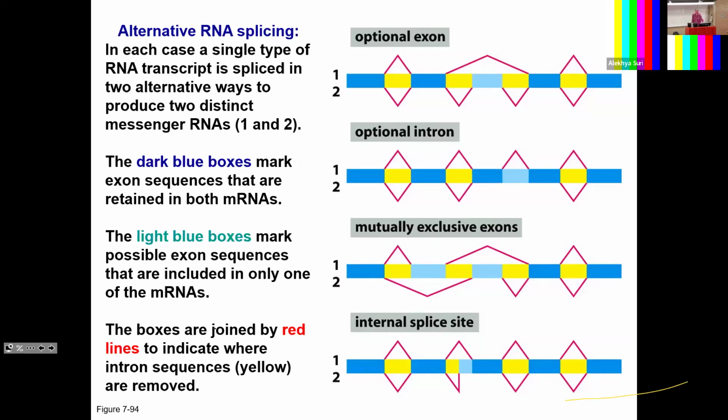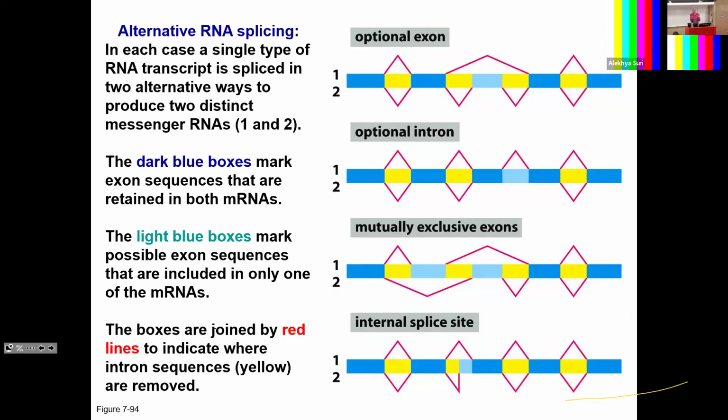There could be, for example, an intron that may remain in the sequence. Again, this has to be precise so that there's no frame shift when it's translated. And there could be some exons removed, or an internal splice site. So it's a lot of variation.